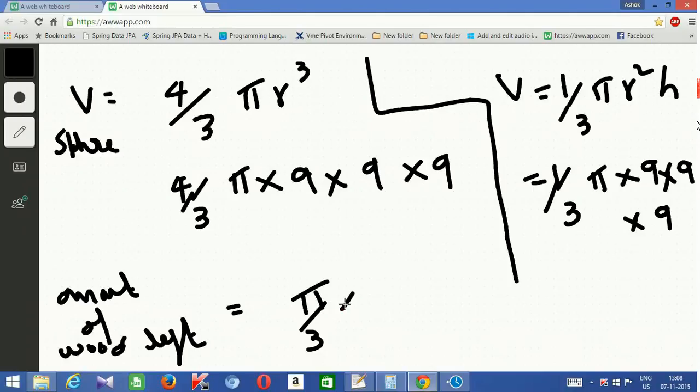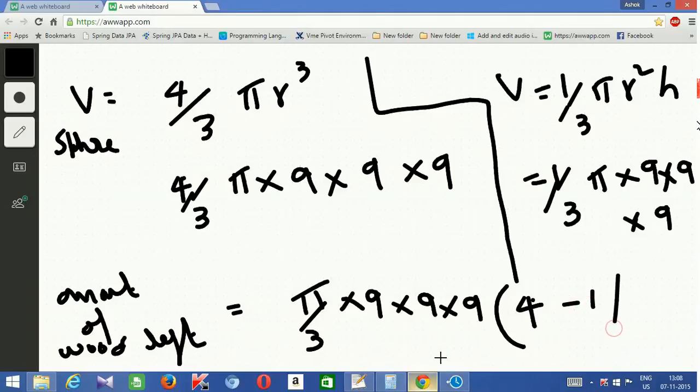So when I take the triple nines commonly outside, it will be 9 into 9 into 9. So, bracket, and I have 4 only here, and I don't have anything here, so it will be 4 minus 1. So when I have this 3 and 3, they will get cancelled. So the answer is 9 into 9 into 9 into pi. This is nothing but the amount of wood left.